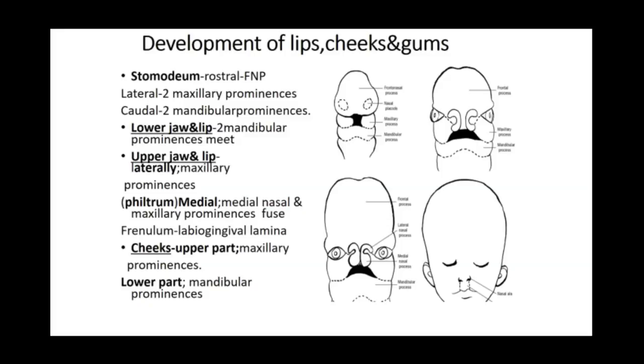And the frenum, that is the small portion with which the lip is attached inside to the jaw, is also contributed by these medial nasal processes. Cheeks, the upper part is by the maxillary prominence. You can automatically fit together where these processes or primordia are and what part they can give rise to. And the lower part is the mandibular prominence.